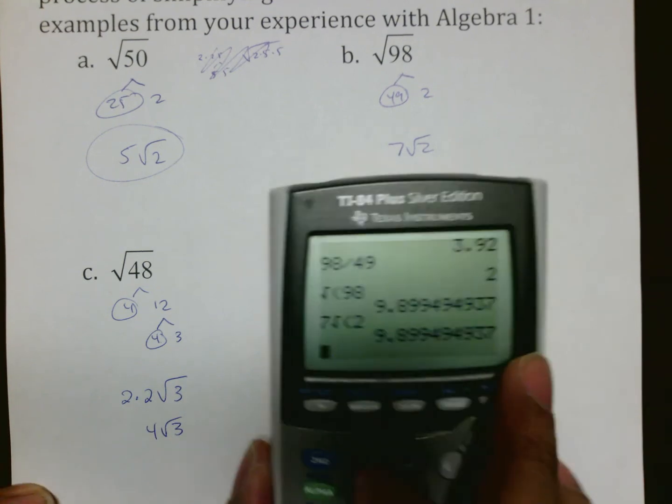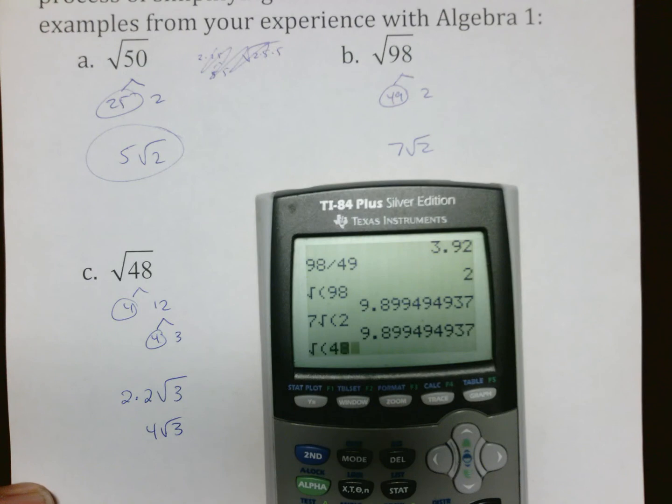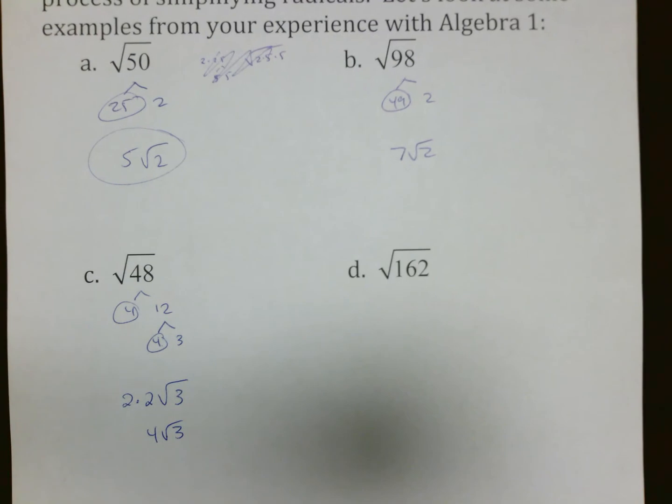This of course turns into 4 root 3. You can check your numbers. Square root of 48, 4 root 3, same answer, same value. You got it.